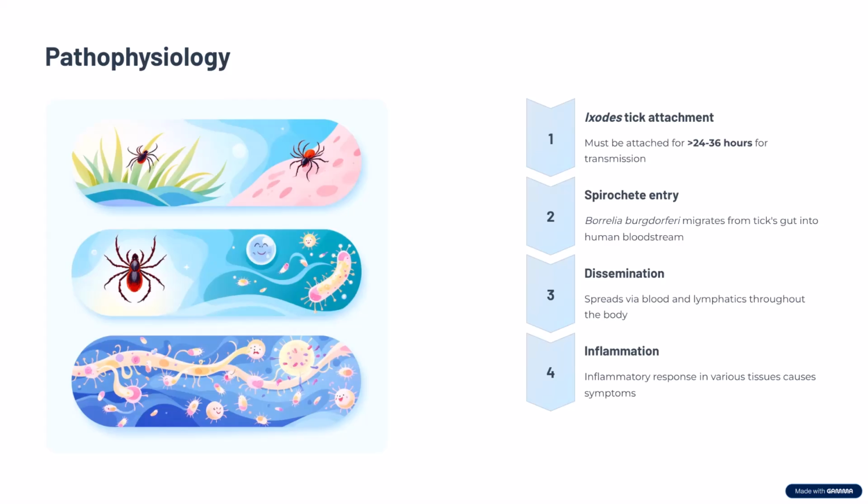Once inside the body, the spiral-shaped Borrelia bacteria travel from the skin bite and spread throughout the body via the bloodstream and lymphatic system. The symptoms of Lyme disease are caused by our own body's inflammatory response to the bacteria in whatever tissue they happen to settle in, be it the skin, the joints, the heart, or the nervous system.